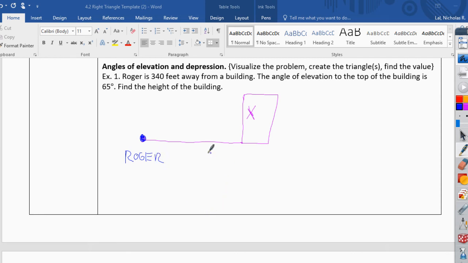What's Roger's angle of elevation to the top of the building? 65 degrees. And what's the distance from Roger to the building? 340. So Roger's 340 feet away from the building. The angle of elevation is 65 degrees. So that's 340 feet. How can we find the height of the building?